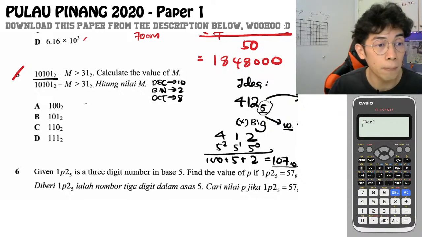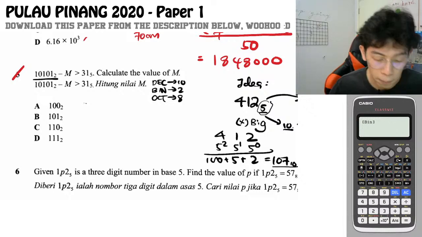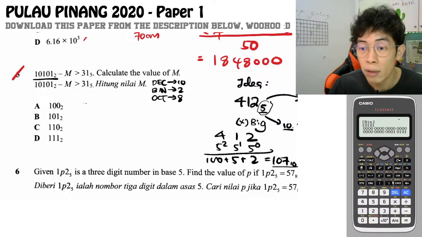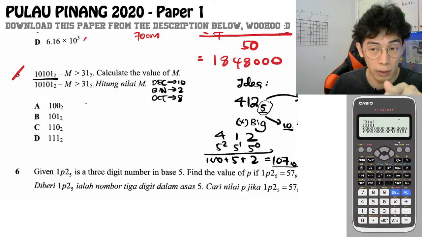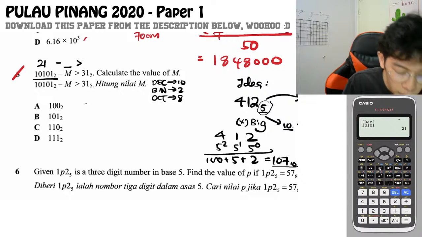Okay, so I'm going to insert base 2. So I'm going to make my calculator into base 2 by pressing bin. Okay, so I'm going to press 10101 equal. And then I already locked in base 2, right? So I'm going to press DEC. Nice. So I get 21. So that's a 21 minus something greater than 31 base 5.